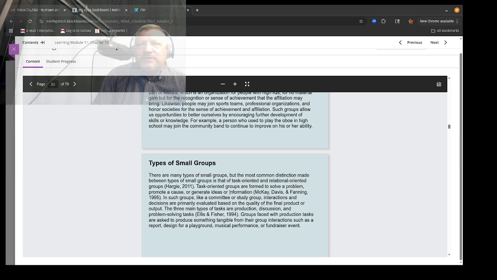In those groups, they could be study groups, community groups, interactions, decisions are primarily evaluated based on the quality of the final product or outcome. Task groups are typically production-based, discussion-based, or problem-solving based. Groups faced with task or production tasks are asked to produce something tangible from their group interaction, such as a report, a design for a playground, maybe a musical performance, or even a fundraiser event.